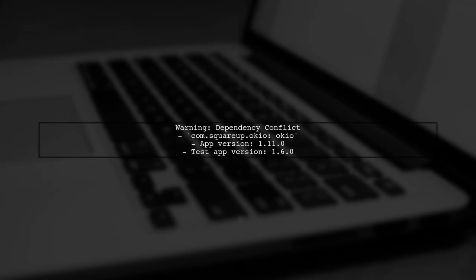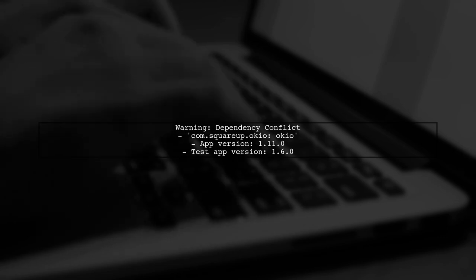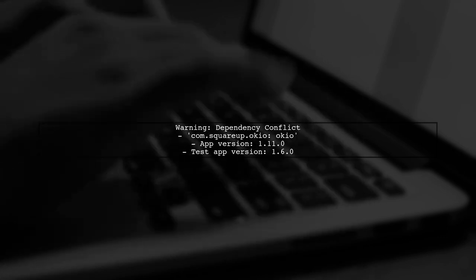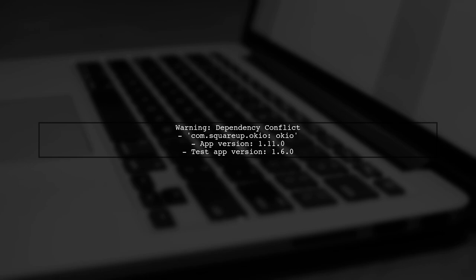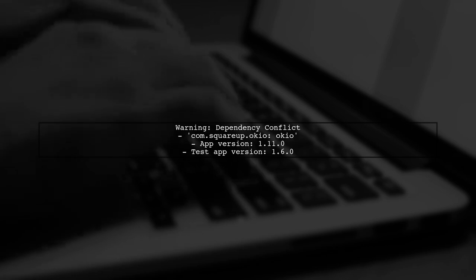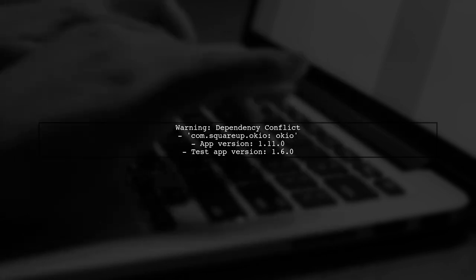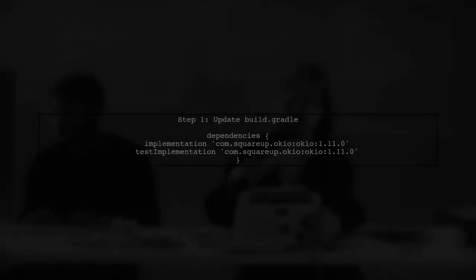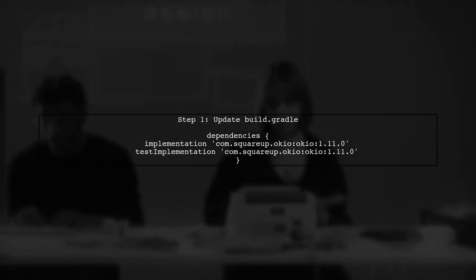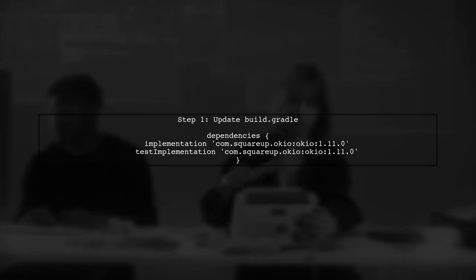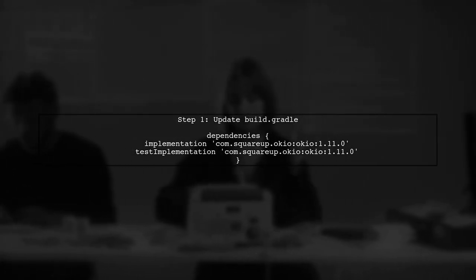The warning you're encountering indicates a version conflict with the dependency com.squareup.okio. This means that your app and the test app are using different versions of the same library. To resolve this conflict, you need to ensure that both your app and the test app use the same version of the Okio library. You can do this by updating your build.gradle file.